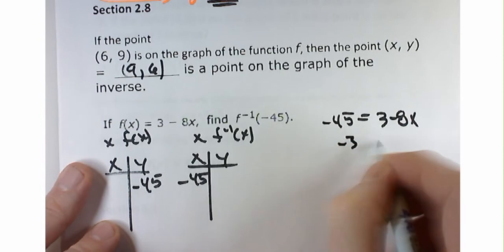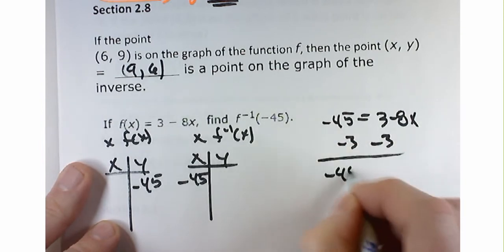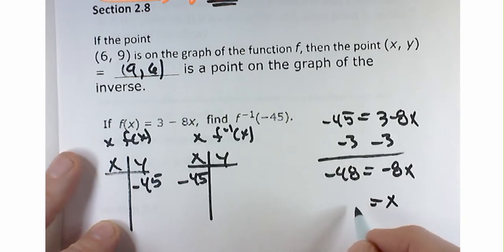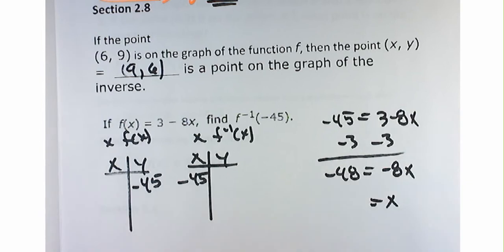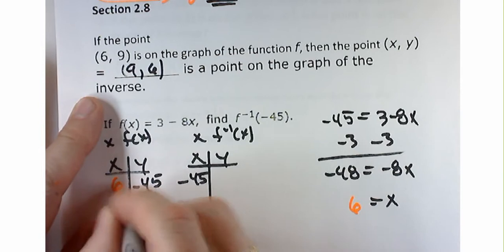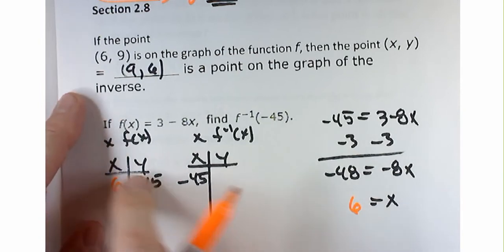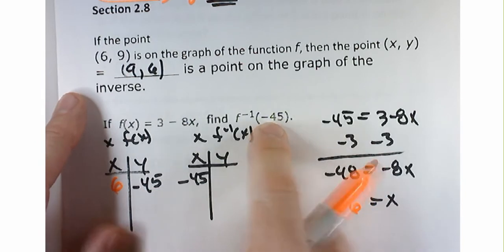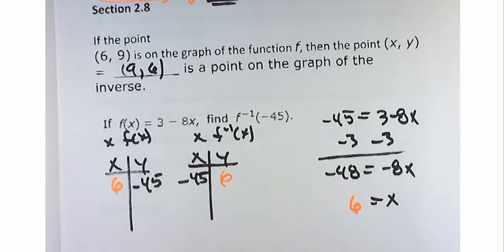Subtract 3 from both sides. Negative 48 equals negative 8x. Divide both sides by negative 8. What do I get for x? Six. So that's 6. Plugging in 6 here gives me negative 45 here. So f inverse of negative 45 gives me a 6. All right, not going to be hitting that easy button, but hopefully it's not too hard either.